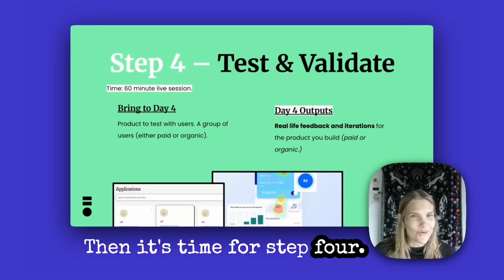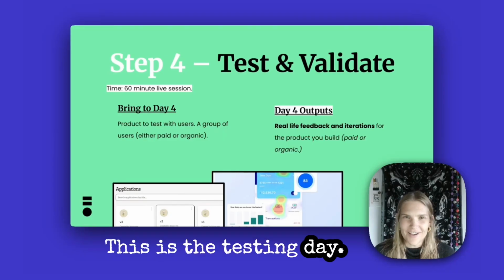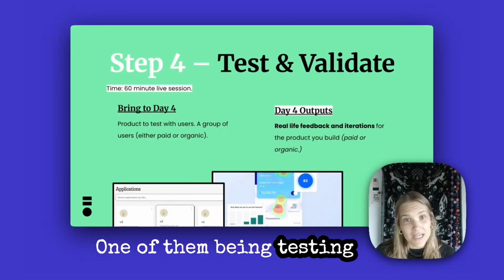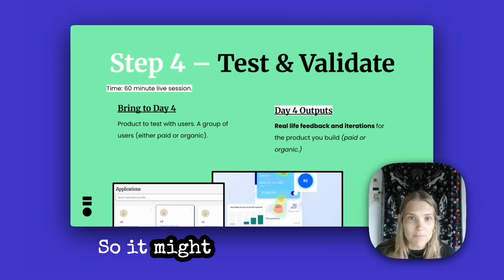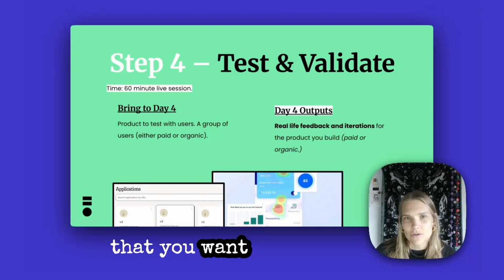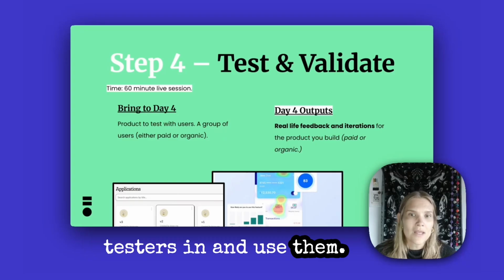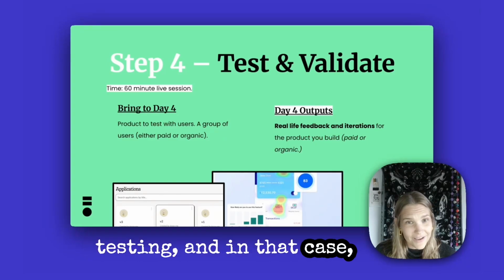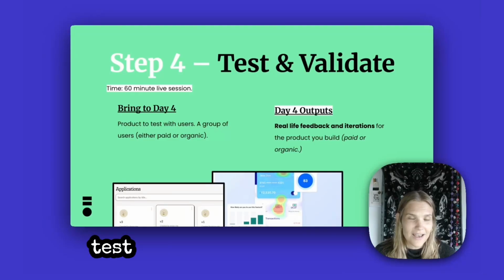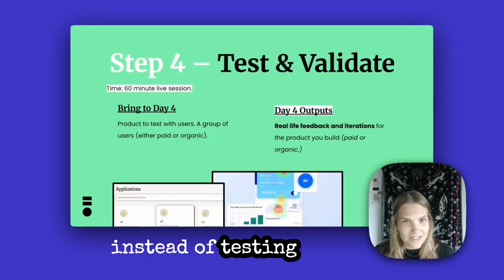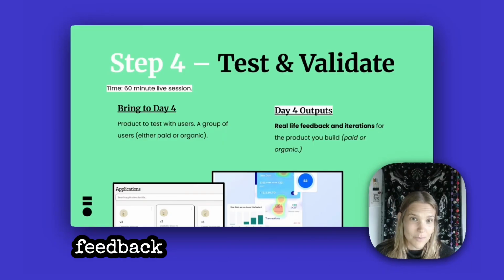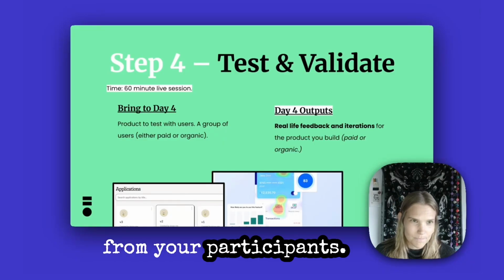Then it's time for step 4. This is a testing day. So there are 2 options to this day. One of them being testing on this actual day. So it might be that maybe you have a mailing list that you want to bring testers in and use them. That's one option. Or we can always pay for testing. And in that case, we can actually already test in between days 3 and 4, which means that instead of testing, you will be able to use it for evaluating and analyzing feedback that you receive from your participants.